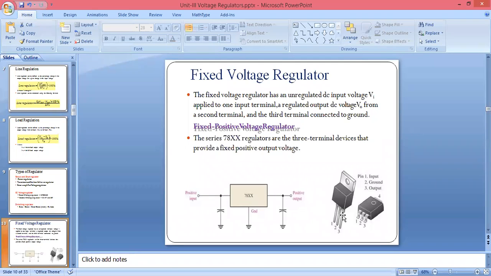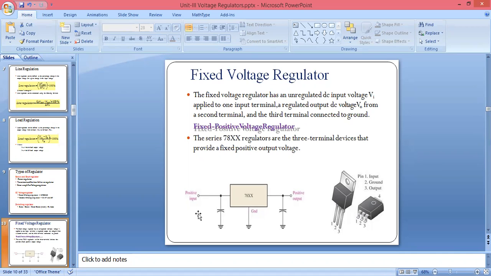So 78XX voltage regulator will produce positive DC voltage irrespective of fluctuations at the input DC voltage, and 79XX voltage regulator will produce DC voltage, but that will be negative. So here we can say 78XX series will give positive DC voltage that will be fixed, and 79XX will also give DC voltage that will be constant, but it will give negative. These are the differences between 78XX fixed voltage regulator and 79XX voltage regulator.